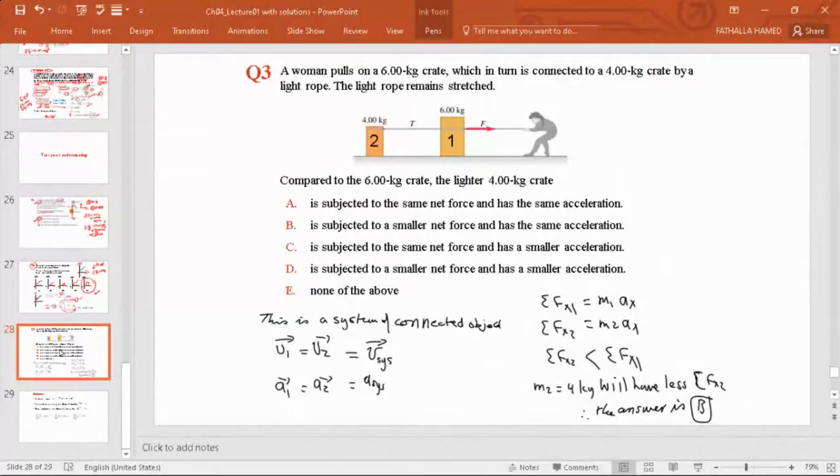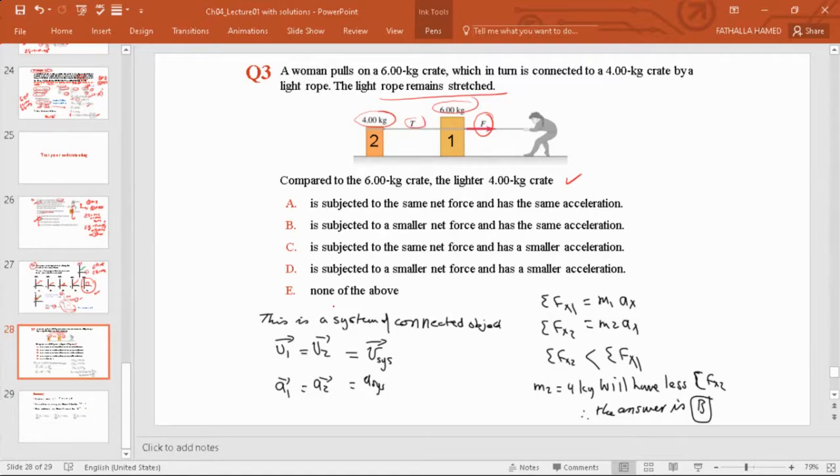And the third and final question here, you have two masses. One is 4, the other one is 6. They're connected by a cable, and they tell you the rope remains stretched. And a lady applies a force. And they ask you here, compare it to the 6 kilogram crate, the lighter 4. So you want to compare the 4 to the 6, and they give you these options.